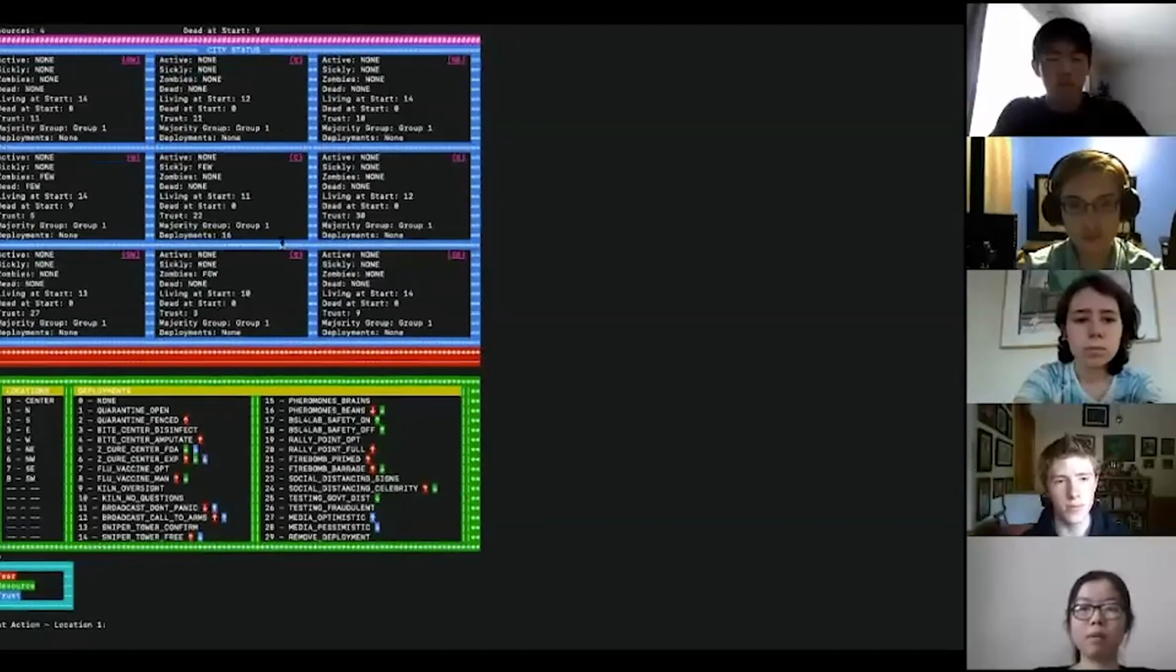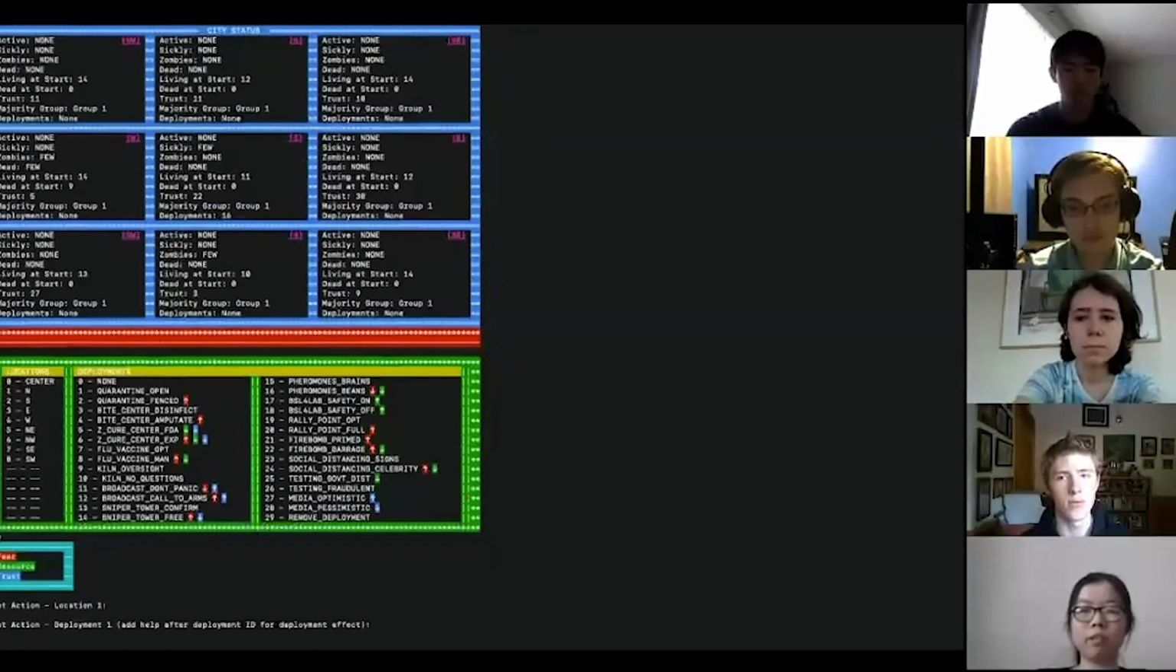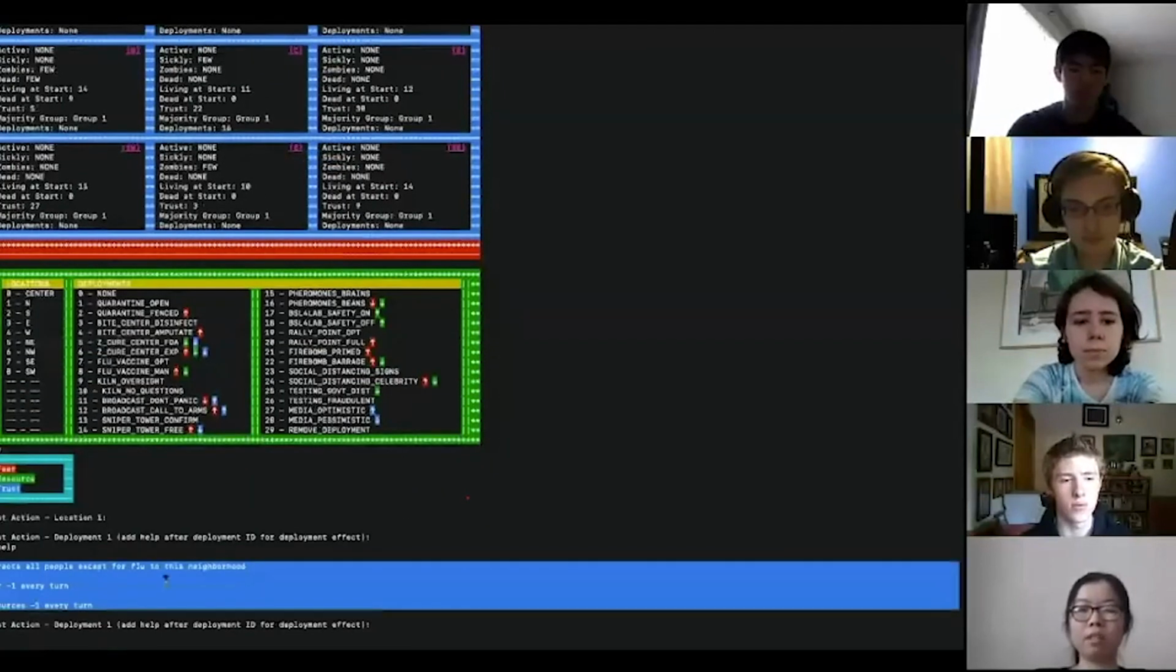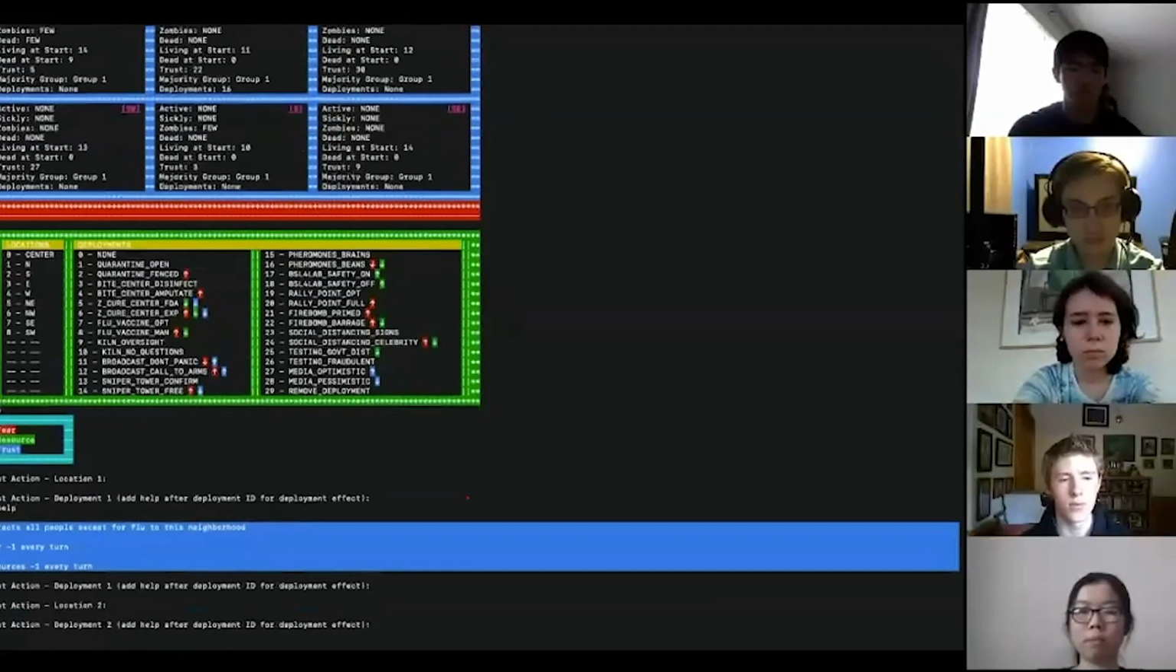The deployment table also now shows which deployments affect fear, resources, or trust. If a deployment influences one of those 3 factors, a color-coded arrow, either pointing up for increase or down for decrease, is displayed next to the deployment name or ID, with the keys on the bottom showing what each color means. The mod also introduces a new help command that the player could use when prompted for deployment ID every turn. If the player types in help after building ID when prompted to place a deployment, the game will print out a brief summary of the deployment's effects.